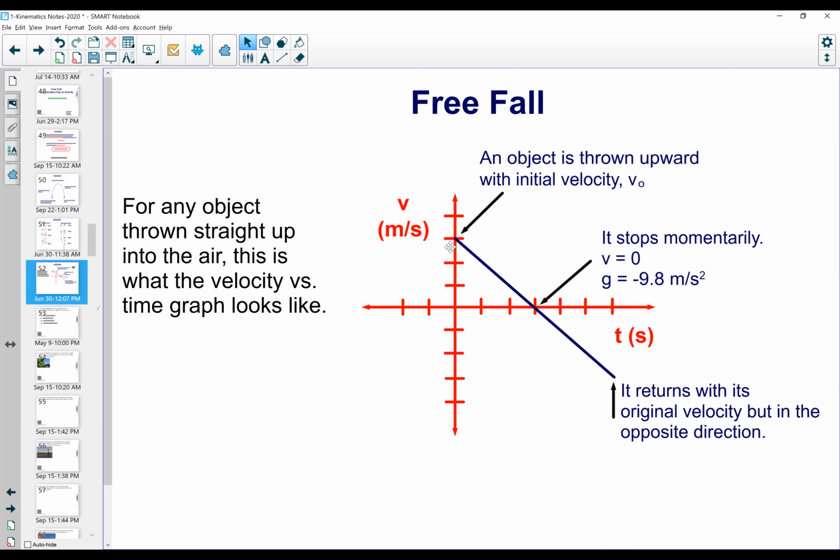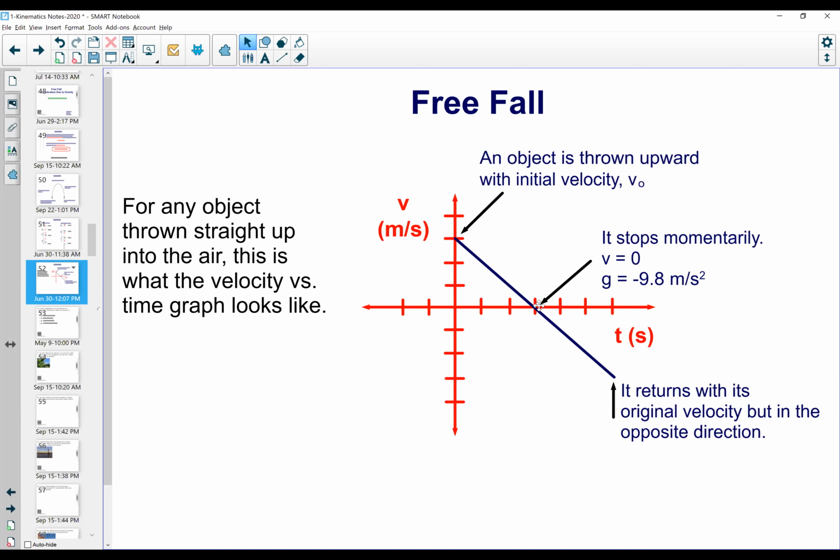We don't really consider how much time and effort was taken into getting it launched, so we kind of ignore that. We're just thinking about when it left the hand or the cannon, whatever we're talking about, what was its velocity right when it was launched? That's going to be positive for an object thrown straight up. But that velocity is going to decrease regularly because the acceleration due to gravity is constant, so the slope should stay constant, since the slope is acceleration.